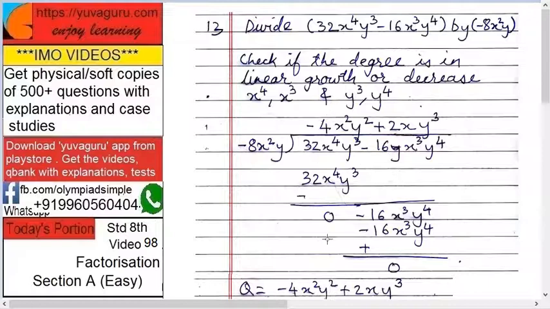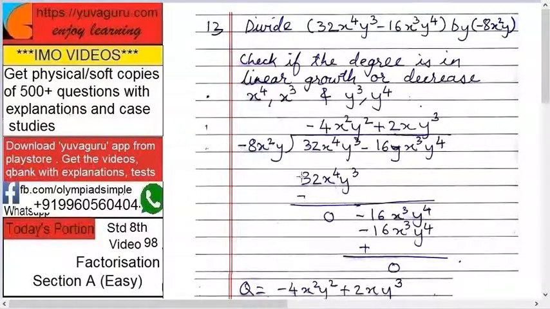Now, this gets cancelled. Minus, bring this down: 16x cube y raised to 4. Now start dividing. 8 2s are 16, and then x, and here y square, and the sign. This is minus, this is minus.